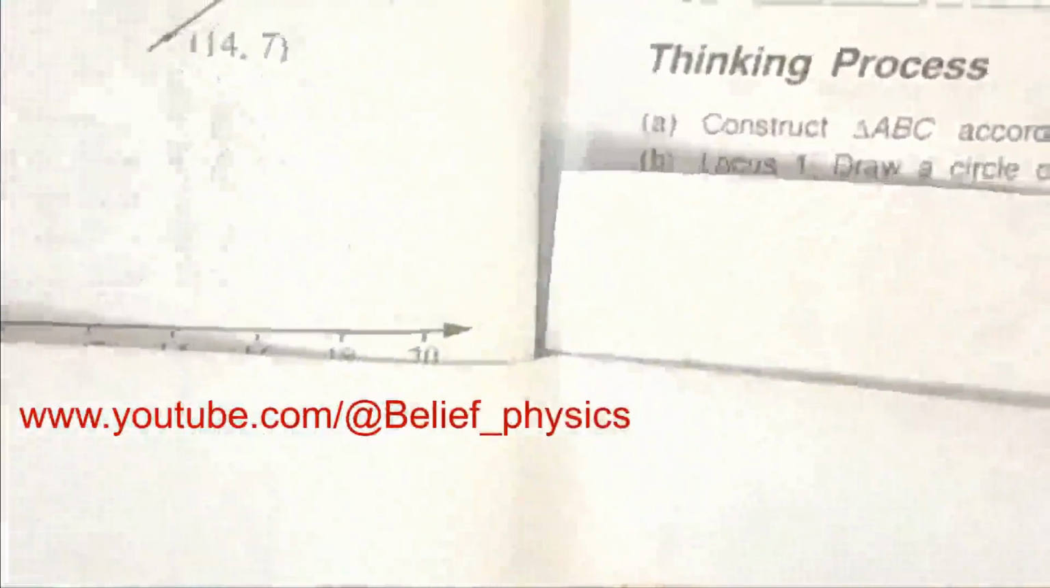A third mast is to be installed. C is north of line AB and it is 40 km from A and 50 km from B. Using ruler and compass, construct the triangle ABC.